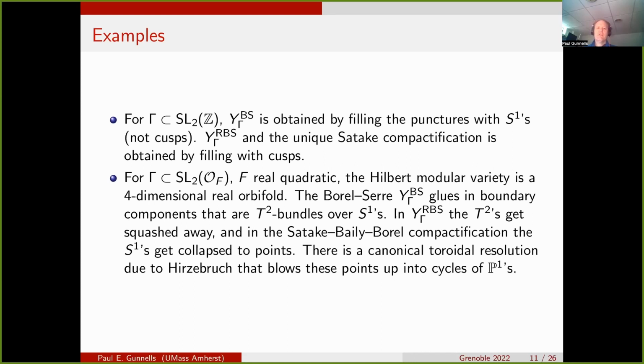The reductive Borel-Serre, in this case, is the same as the unique Satake compactification. And in fact, in this case, is the same as the Baily-Borel. That's where you take those punctures and you fill them with single points, which we call cusps. Why do we call them cusps? Well, because metrically, it looks like you have a cusp at that point. It doesn't look like the picture of a single point sitting on top of a sphere. It looks like a very sharp point metrically.